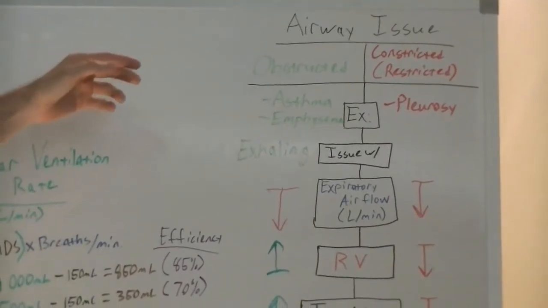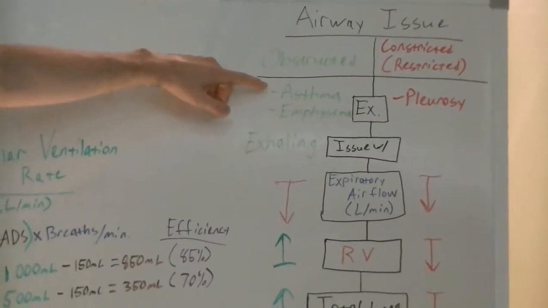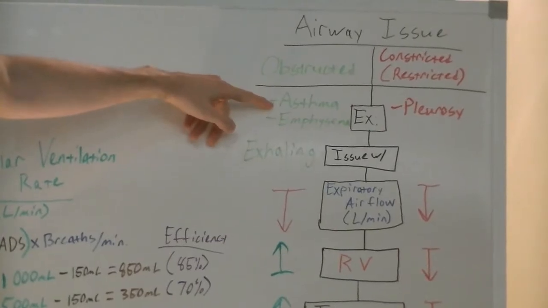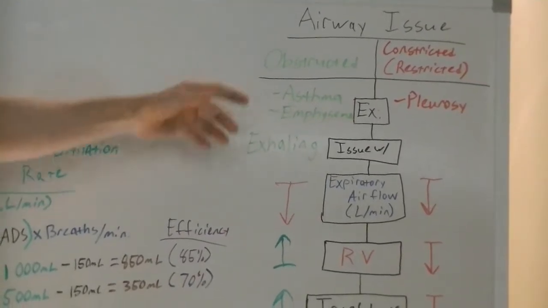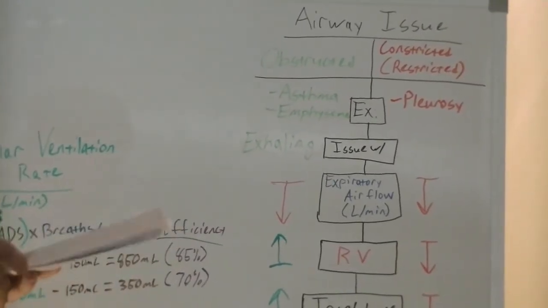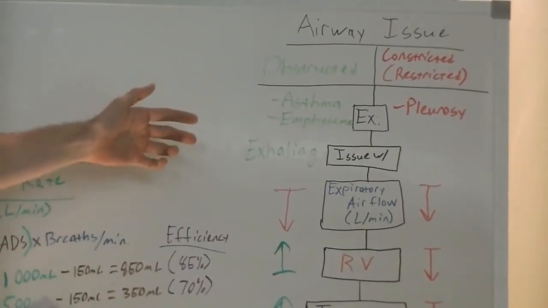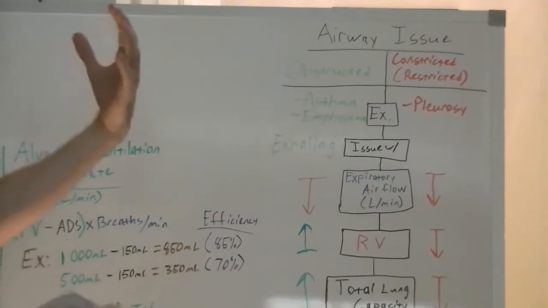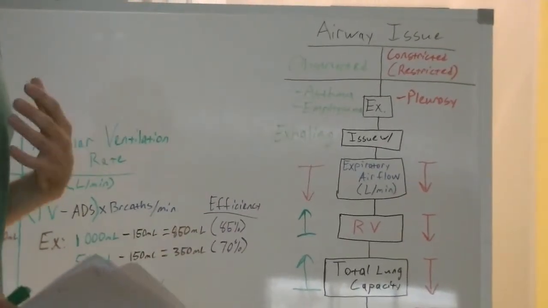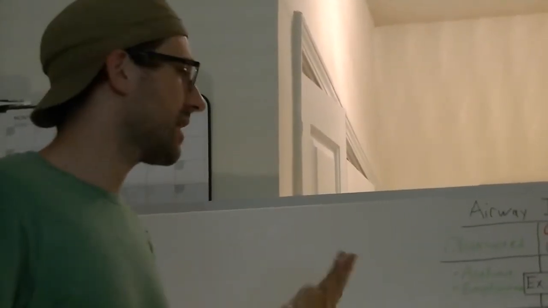We'll start with obstructed. With obstructive, some examples are asthma or emphysema. You're going to have issues with exhaling, okay? And basically you can take in a whole lot of air, but you just can't get it out. So it's like a one-way street. Air's going in and it's not coming out.